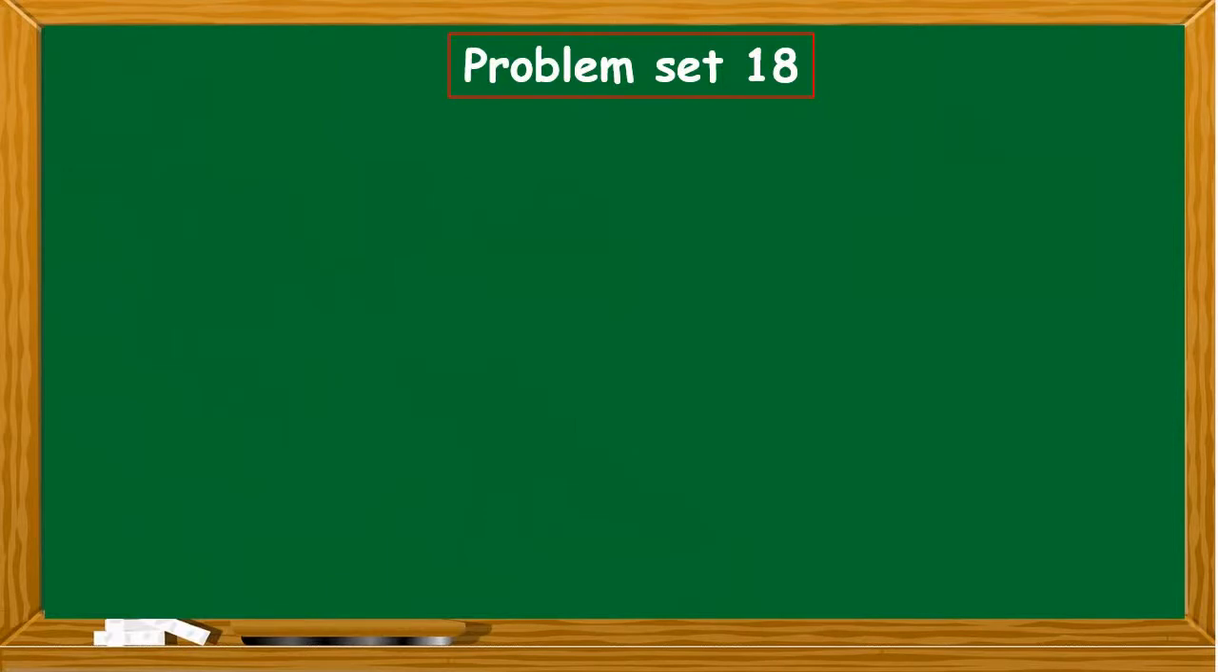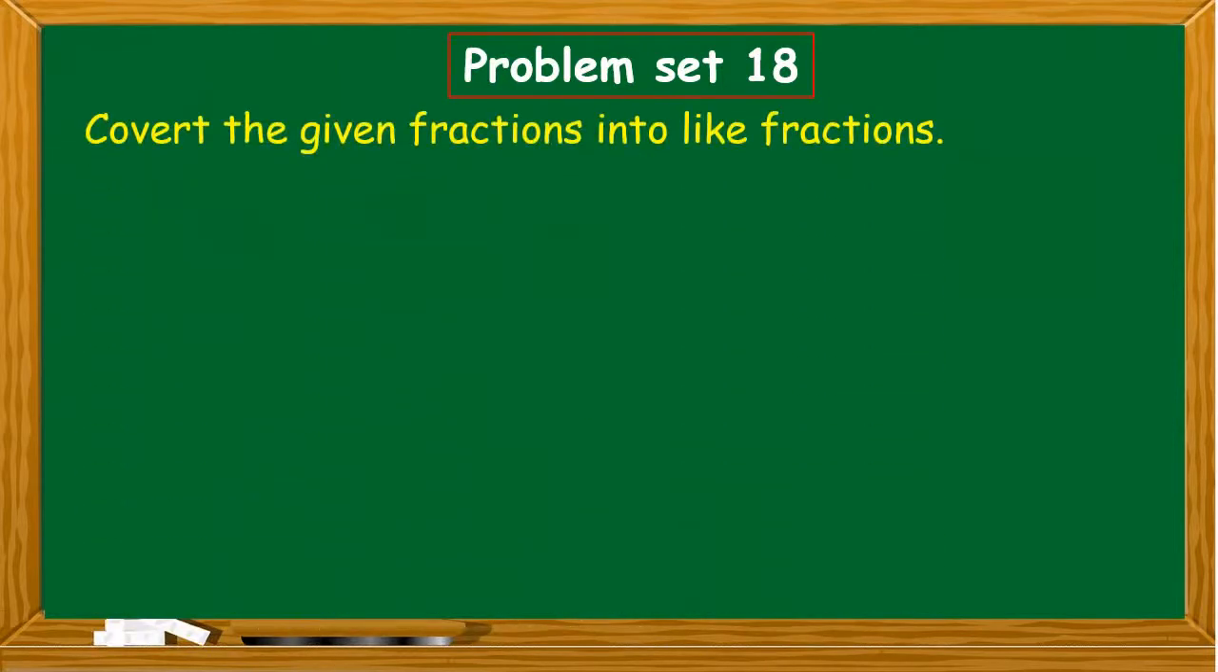Problem set 18. Convert the given fractions into like fractions. First example, 3 upon 4 and 5 upon 8. As you can see here, these two fractions are unlike fractions because they have different denominators. And we have to convert these two fractions into like fractions, means we have to make their denominators the same.